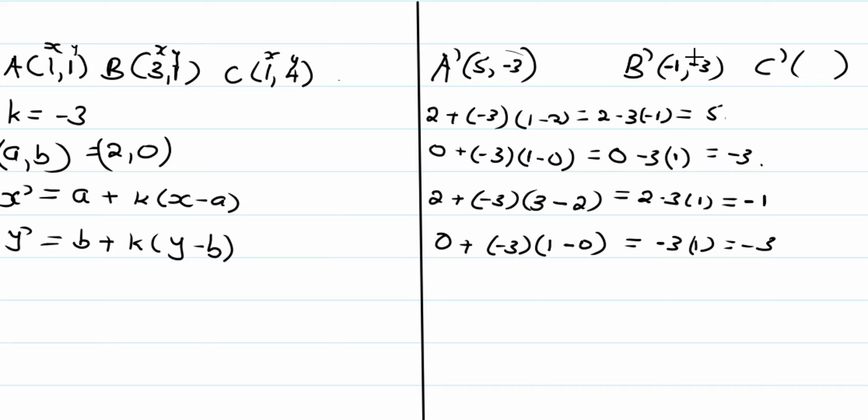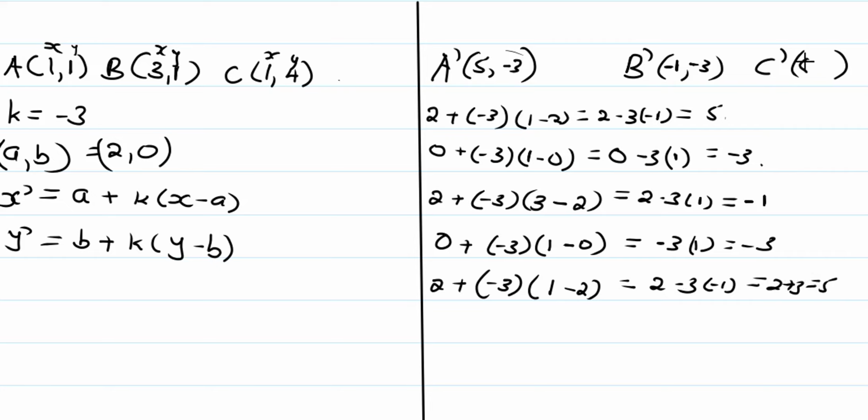And then we go to C, where our original x is 2 plus our negative scale factor, negative 3, into our x here, which is 1, and now minus a, and our a is 2. So it becomes 2 minus 3 when I open the brackets here, into 1 minus 2, which is negative 1. So negative 1 multiplied by negative 3 is positive 3, so 2 plus 3, which is 5.